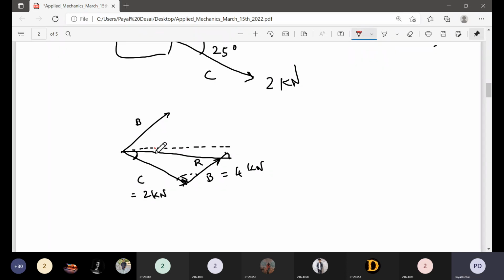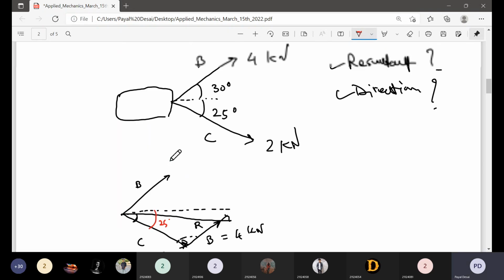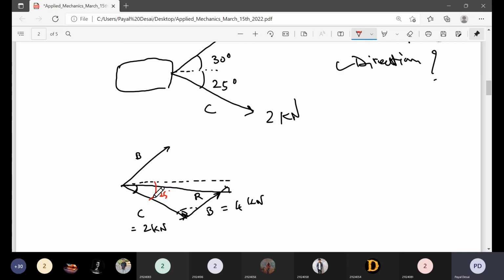The angle of this vector with the horizontal is 25 degrees. That means the angle of vector C with the horizontal is 25 degrees. And we also have this angle, let us call it alpha, which is not known to me. Even this angle is not known to me, and the angle of the resultant with vector B is also not known to me.